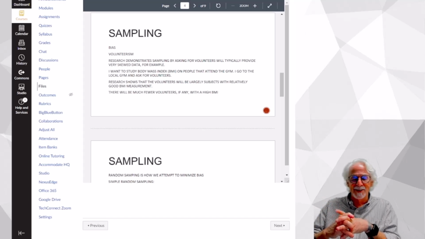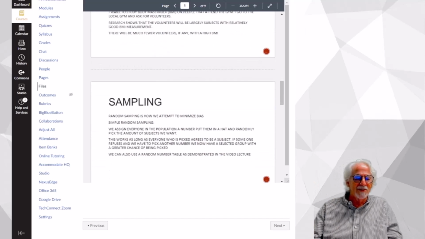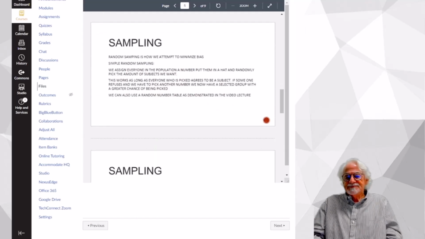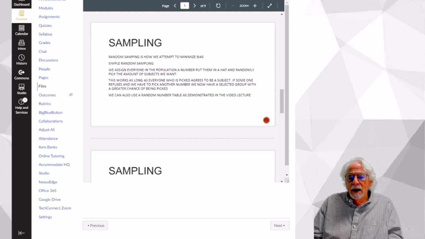The people that don't fit well or aren't looking good in the situation don't come and volunteer that information. So that's the problem with volunteerism, and there's a lot of research that shows that's how that works. So what we like to do is random sampling, the easiest, simplest way, right?